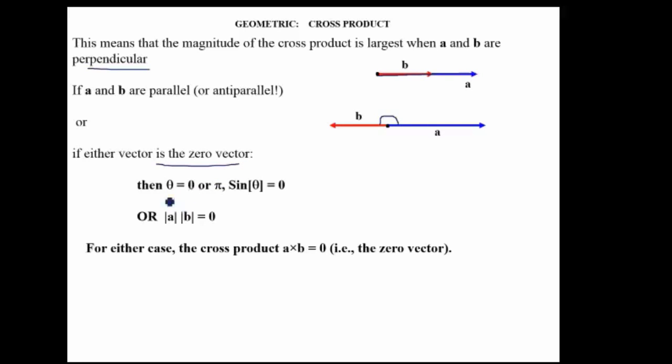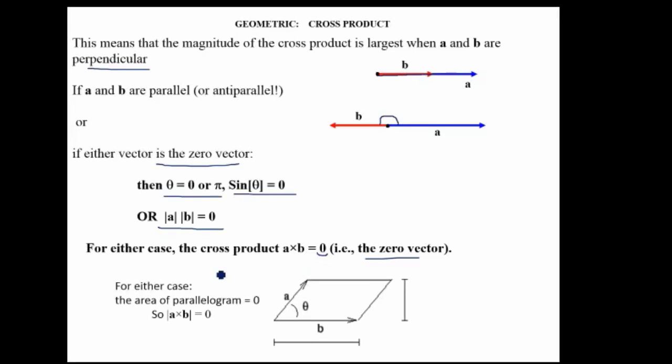If theta equals 0 or pi, sine of theta equals 0, or if one of these or both are 0, then you get 0. For either case, the cross product equals 0. And that's what we call the 0 vector, because the cross product is a vector. So for either case, the area of the parallelogram goes to 0 and the magnitude goes to 0.